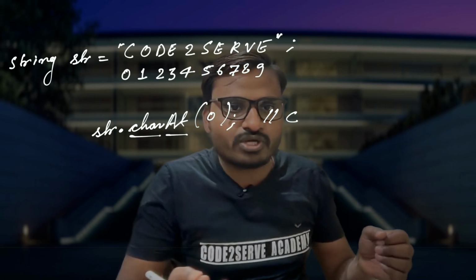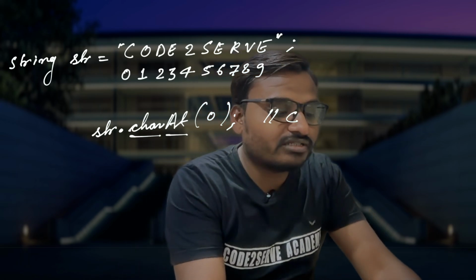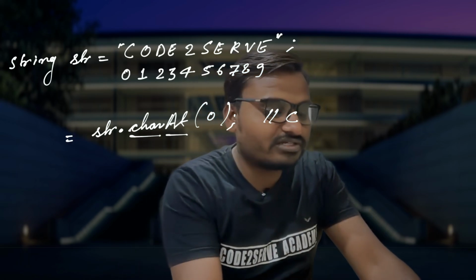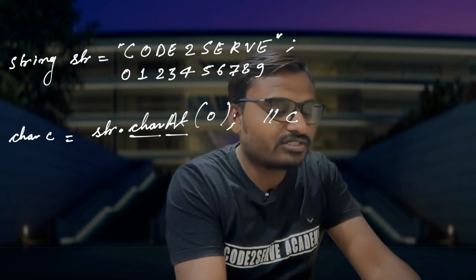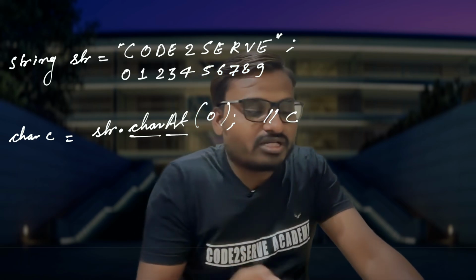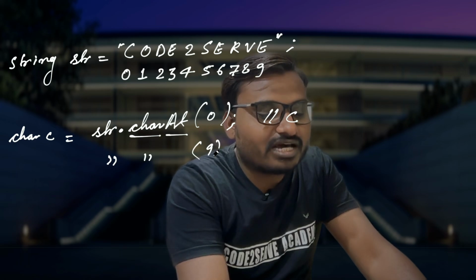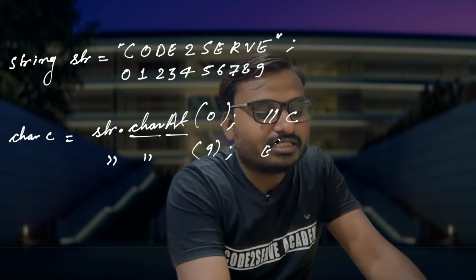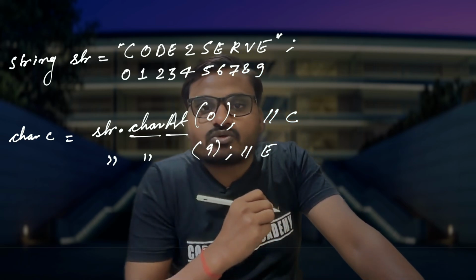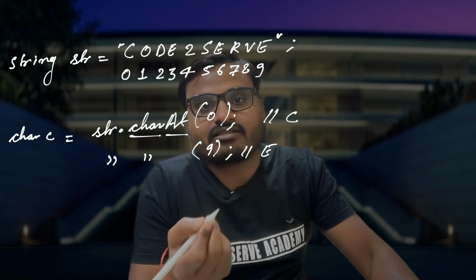Okay, so after writing this we will get back one character. The return type of this is char. So in this, character C, we will get one character. Similarly, if we say char c = str.charAt(9), we are going to get E. Based on the position, we are accessing the character present inside that string. All right. Now let us see the remaining methods.